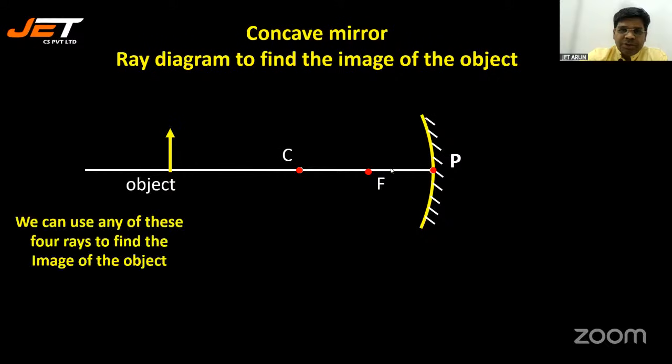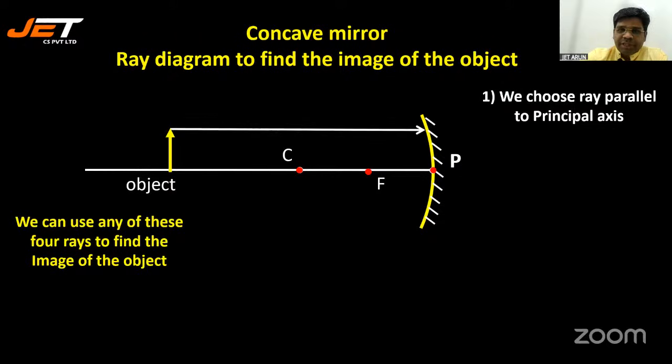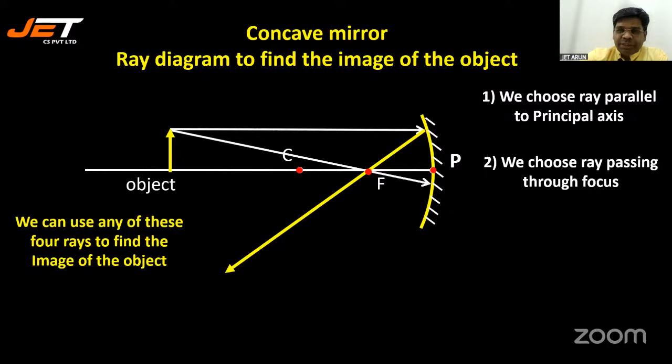All right. So what do? We can use 2 rays out of the 4 rays we know. One is we choose a ray parallel to principal axis like this. On reflection, it will pass through focus. You all agree with this? You've seen this is the first rule. Other one, a ray passing through focus will get reflected from the mirror and emerge parallel to principal axis. Now these two intersect at a point where you get the image.